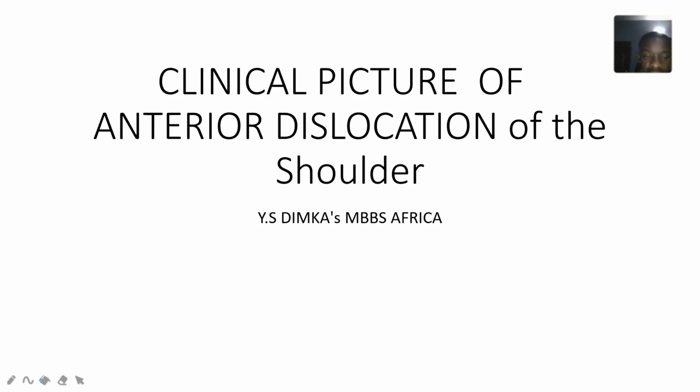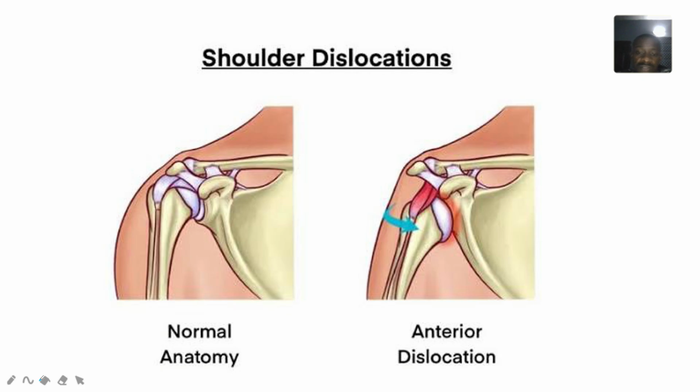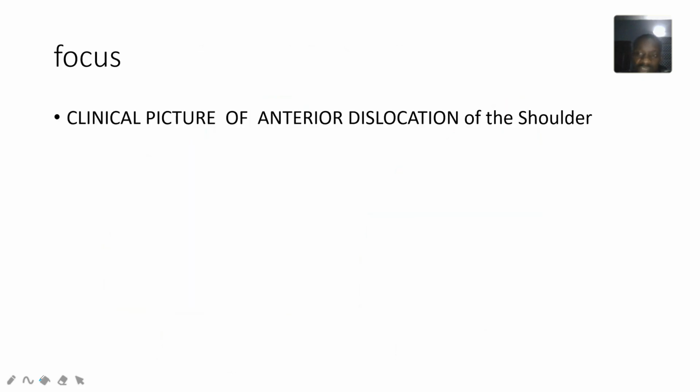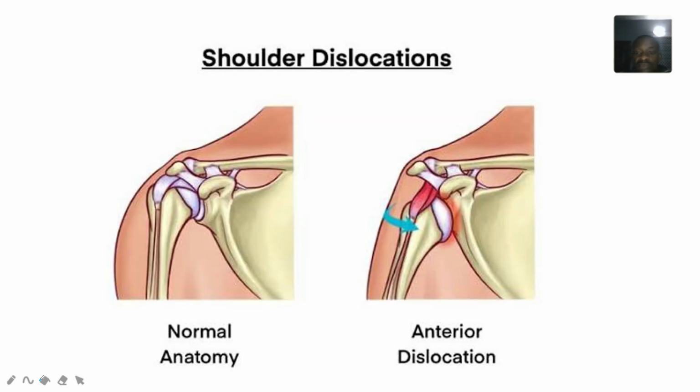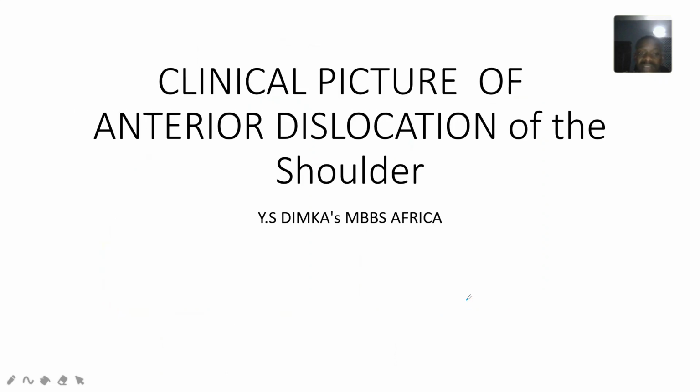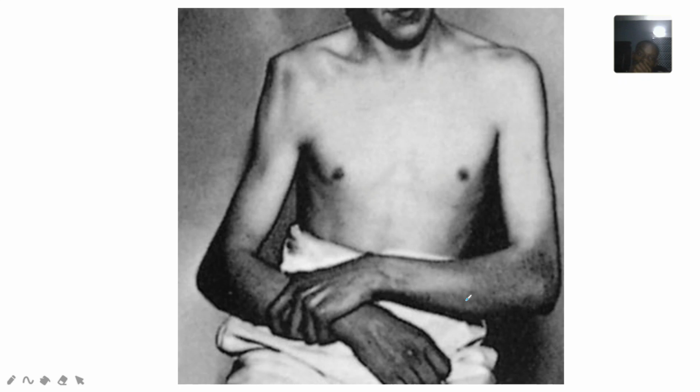Quickly look at the clinical picture of anterior dislocation of the shoulder. It's just simple. Shoulder dislocation is divided into the one where the bone is dislocating and coming to the front, that's anterior dislocation. We also have the one where the bone is dislocating and going to the back, that's posterior dislocation. And the one where the bone is dislocating and going down, that's inferior dislocation. But we're about to talk about this anterior one.